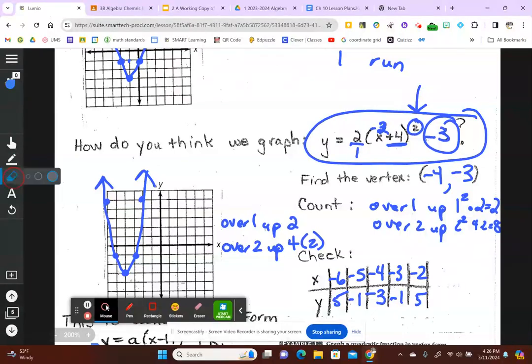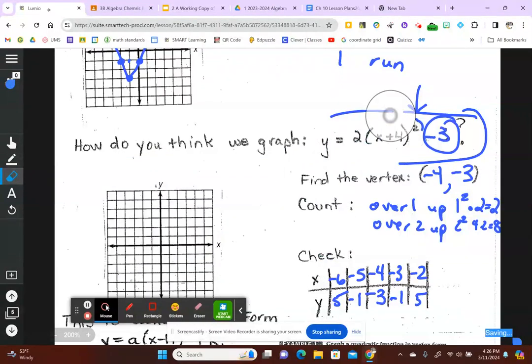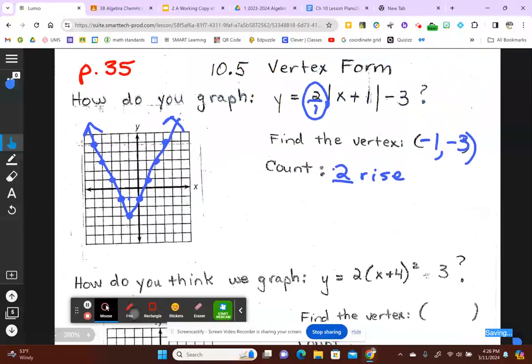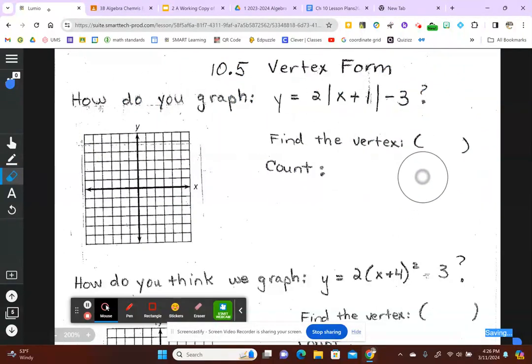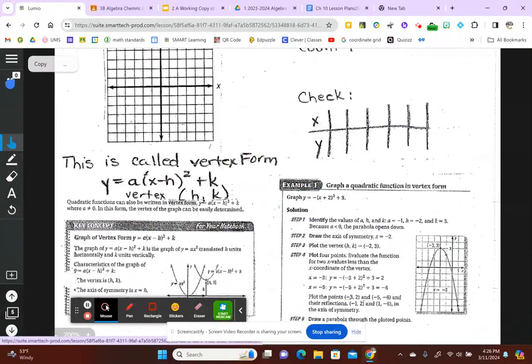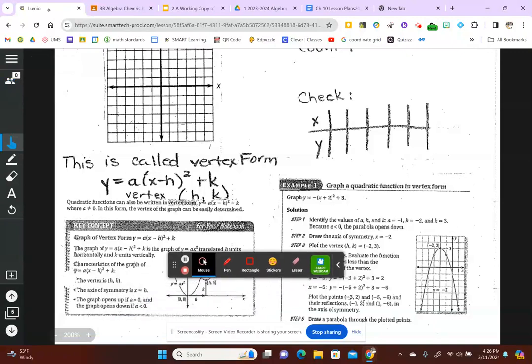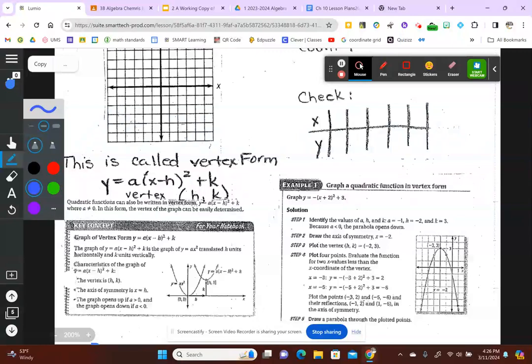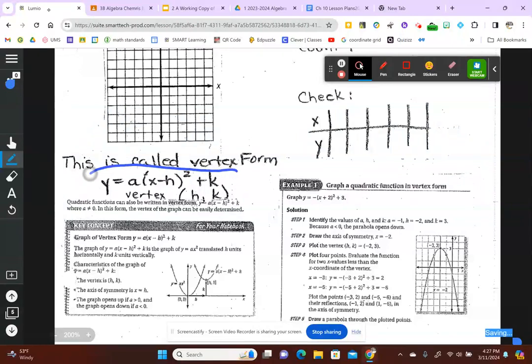So with the vertex form, just like with the absolute value, you find the vertex and then you count to plot your other points. Now here you can see, let's move this out of the way. Okay, that vertex form is this.